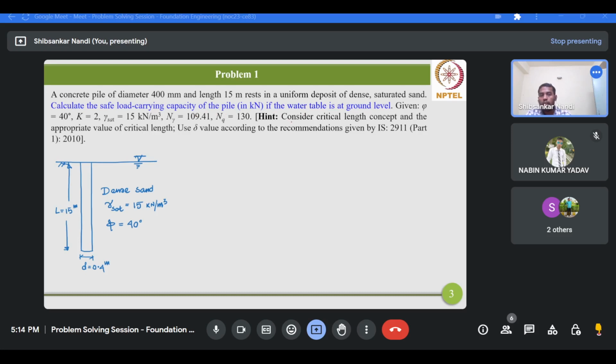One additional statement is mentioned in this problem: you have to consider the critical length concept and the appropriate value of critical length. Further, you have to use the delta value according to the recommendations given by IS 2911 part 1, 2010.